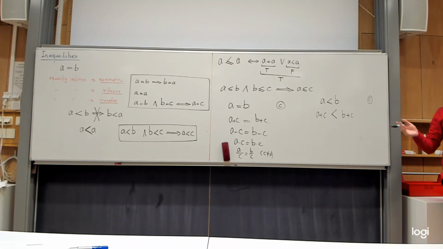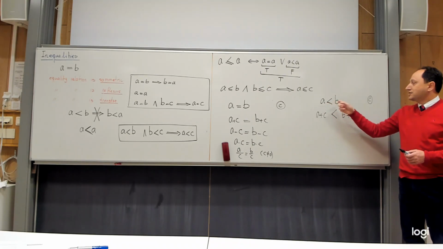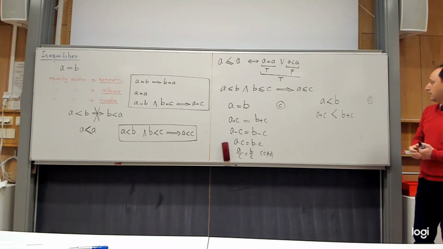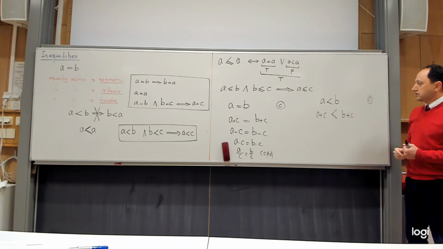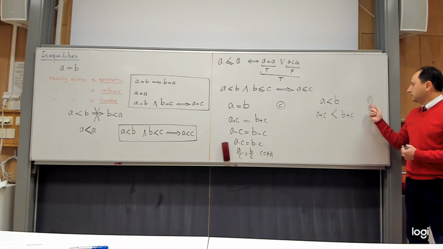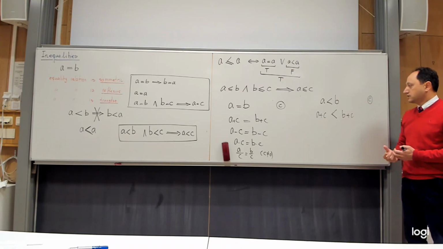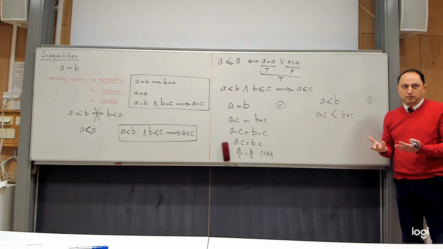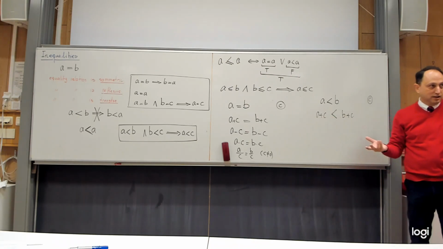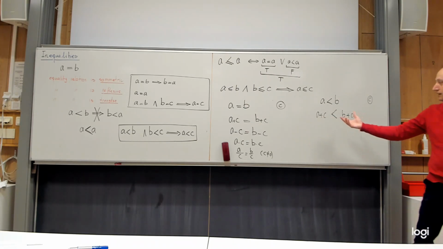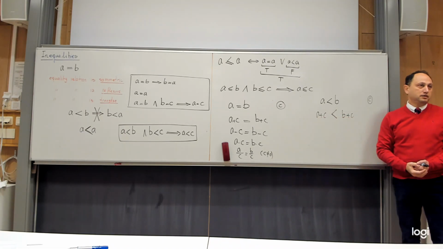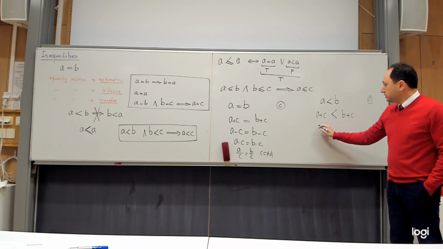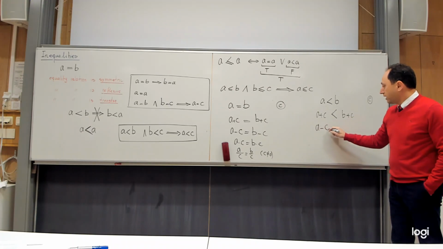Is that understandable? If I tell you that A is smaller than B, and I take a fixed number C, add it to the left-hand side to generate A plus C, and add it to the right-hand side to generate B plus C, how are these numbers comparable? Which one is smaller? The left-hand side remains smaller than the right-hand side. Is that clear?